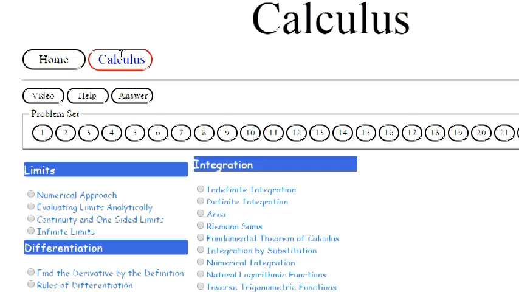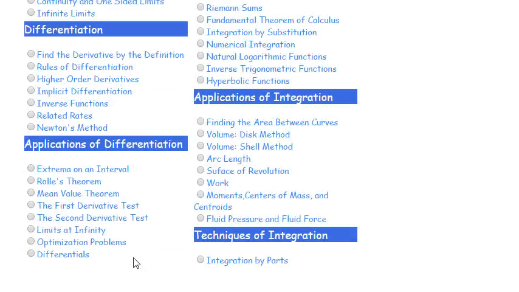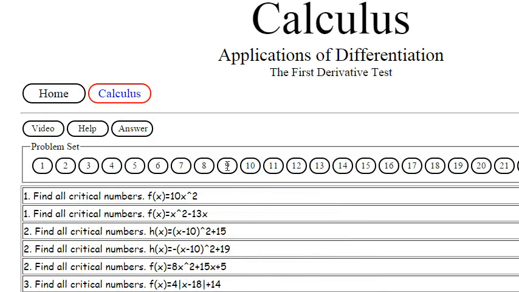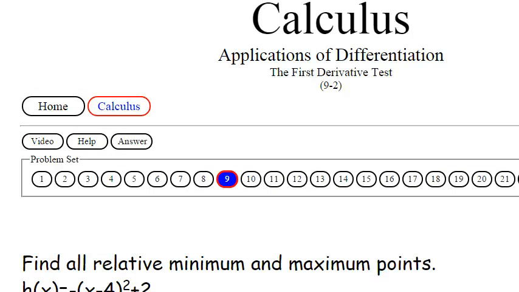We're here at gotomath.com working some calculus. Let's go down here to the first derivative test, and I believe we're looking at 9-2.